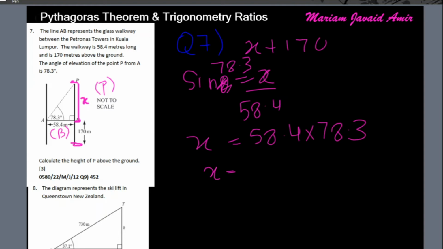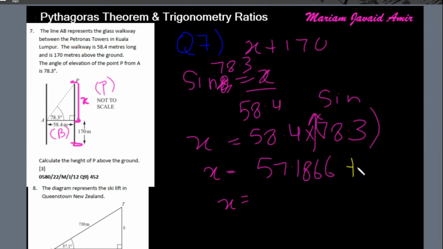This is sine 78.3. So 58.4 times sine 78.3 is 57.1866, and now we need to add 170 to it. So next I'll add 170 to this, but this is still not giving me the right answer. Let me check and get back.